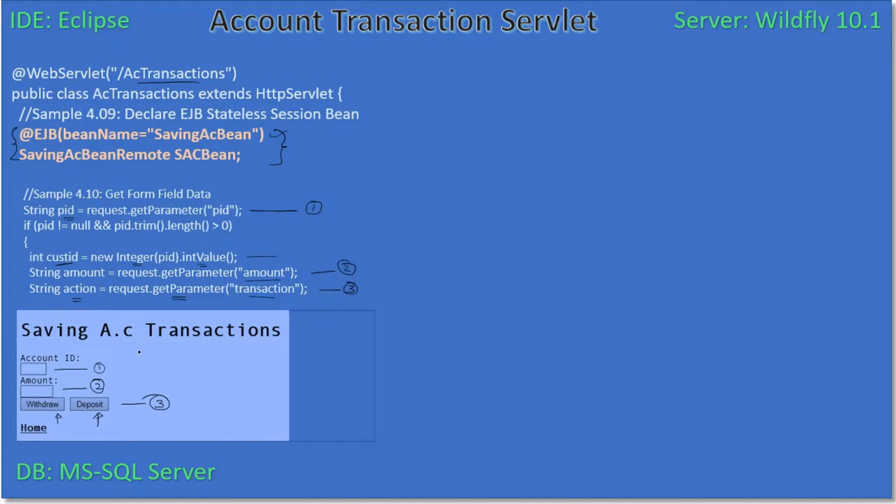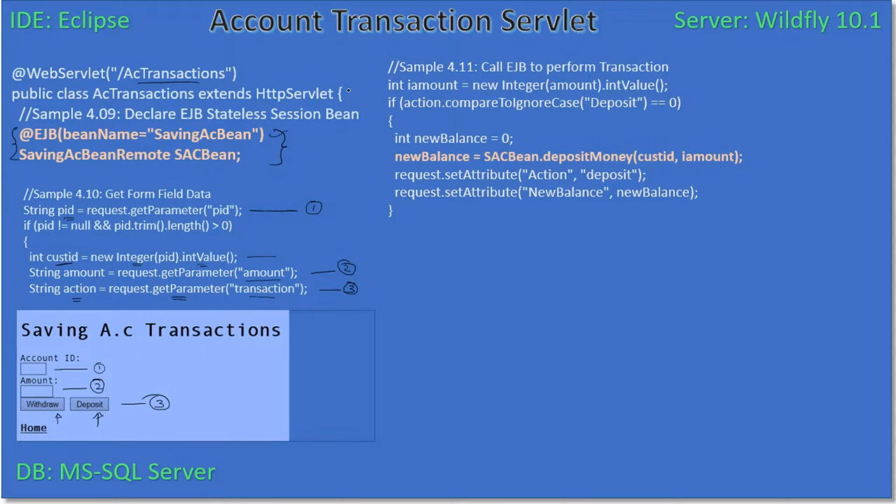If the user clicked the deposit button, then the action will hold deposit. Based on this, we will take further action. Now we have the amount in hand. Let's say the user typed 100, that will be retrieved here in the amount. It will be in string format. So we are constructing an integer object out of this string, then making a call to intValue. That way we will get the integer, or you can use the Integer class itself and go for a parse version of the method to get the integer. So the string we converted to an integer.